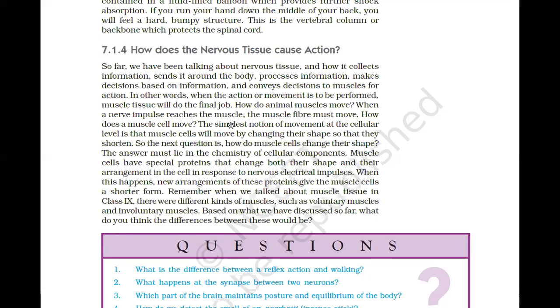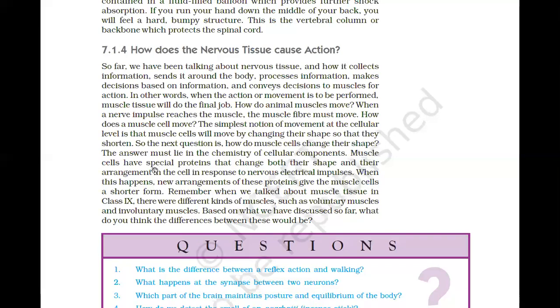How do animal muscles move? When a nerve impulse reaches the muscle, the muscle fibers must move. How does a muscle cell move? The simplest notion of movement at the cellular level is that muscle cells will move by changing their shape so that they shorten. So the next question is, how do muscle cells change their shape?